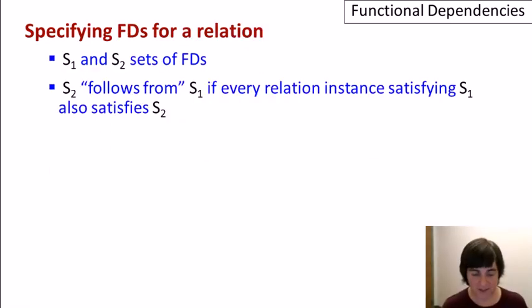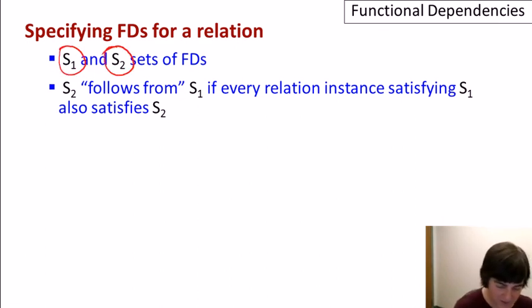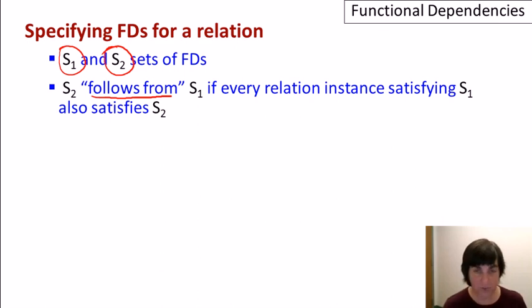Finally, let's talk about how we specify the set of functional dependencies for a relation. First, I'll define a notion of one set of functional dependencies following from another one. So let's suppose we have a relation R, and we have two sets of functional dependencies that aren't identical, S1 and S2. We say that S2 follows from S1 if every relation instance satisfying S1 also satisfies S2.